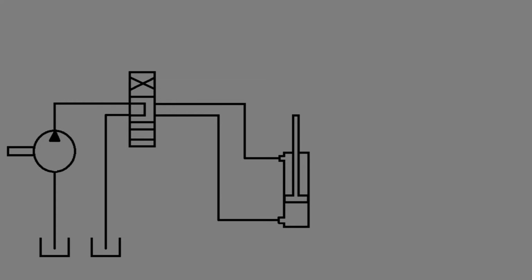Hello there, Hydrauliac here. Today we will be looking at a basic load holding example to understand why load holding is important, as well as how to read one in a schematic.